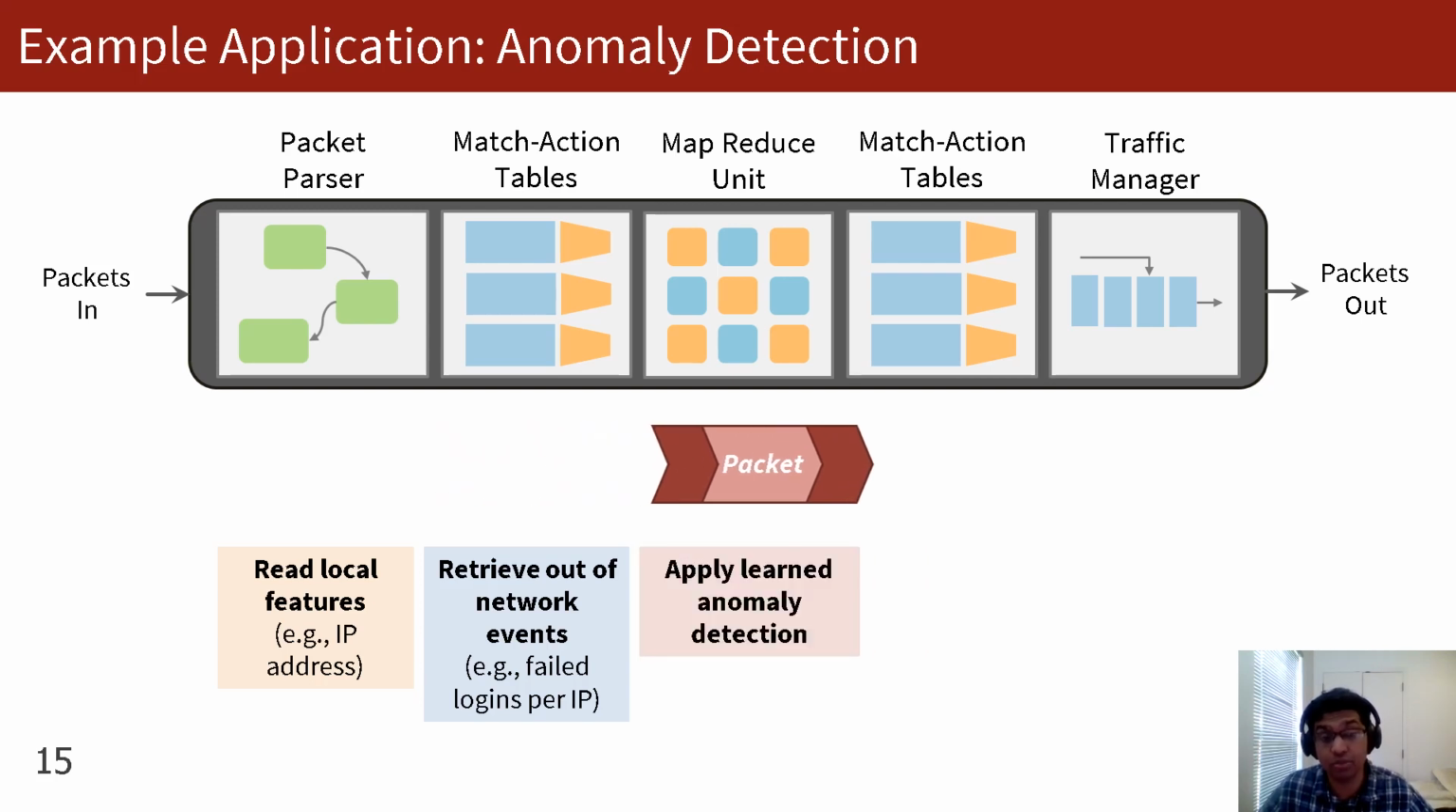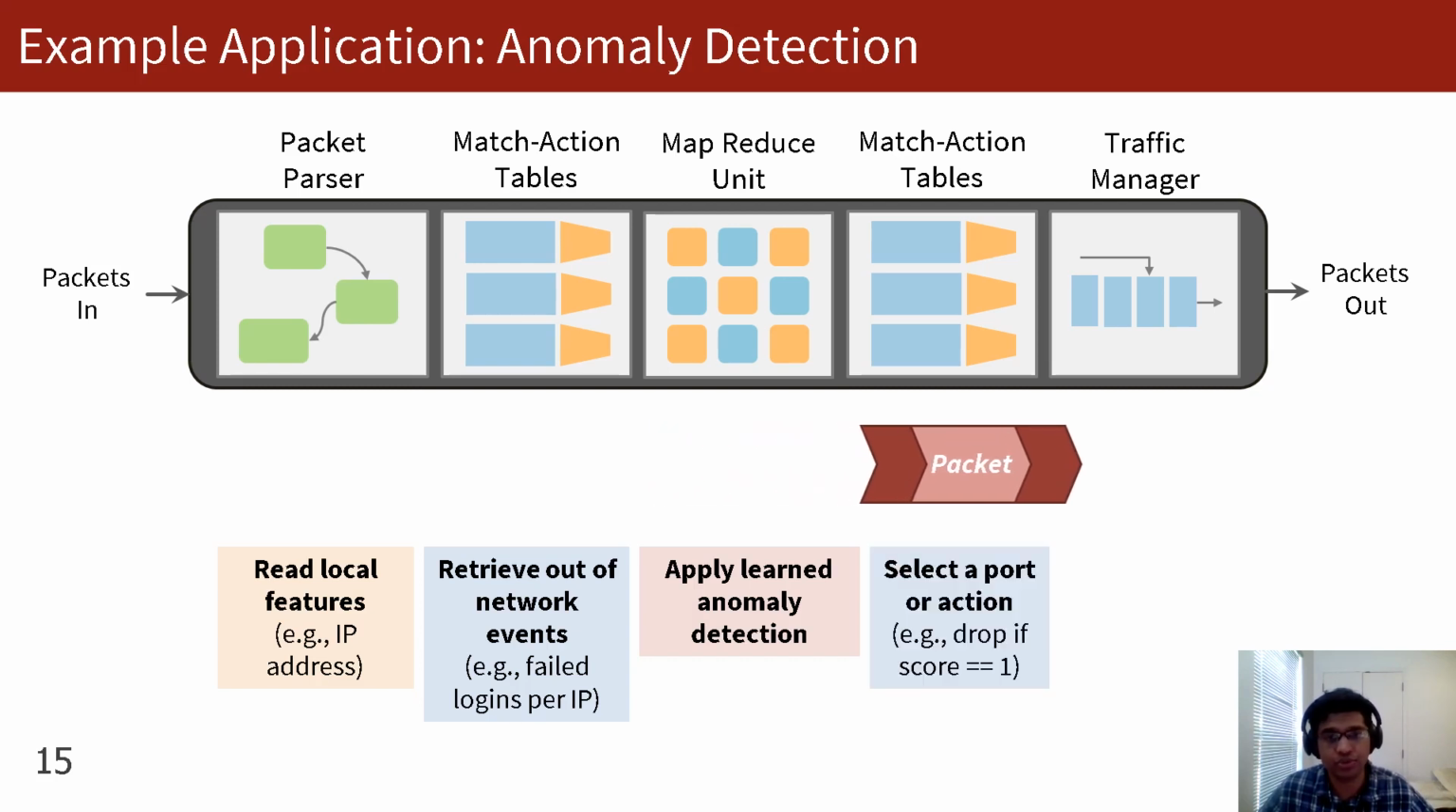The packet then moves to our MapReduce unit, where we apply our learned anomaly detection model. Say it's a deep neural network or support vector machine-based model in this case. And it's going to give us an output between 0 and 1, where, say, 1 means that the packet is definitely anomalous, while 0 means that it's a benign packet.